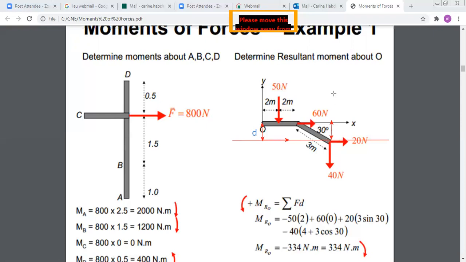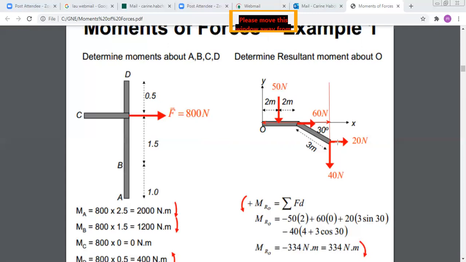Now, on the other hand, for the 40 Newton force, this is the line of action of this force, it's the vertical. So now, what is the distance? You draw the perpendicular from O to this line. The total distance here is equal to 4 plus 3 cosine 30. So always you draw the perpendicular from the point to the line of action of the force.